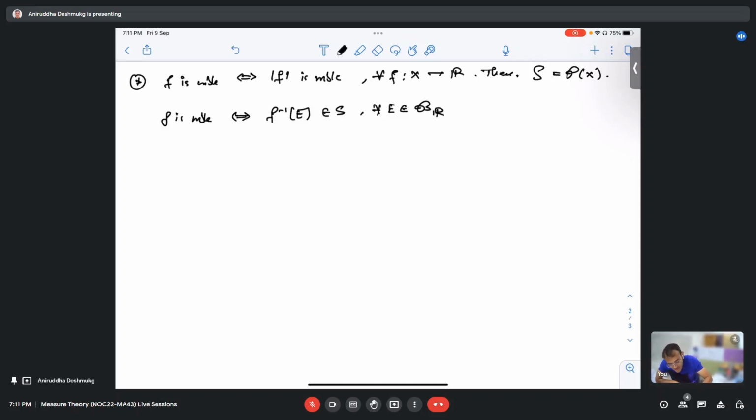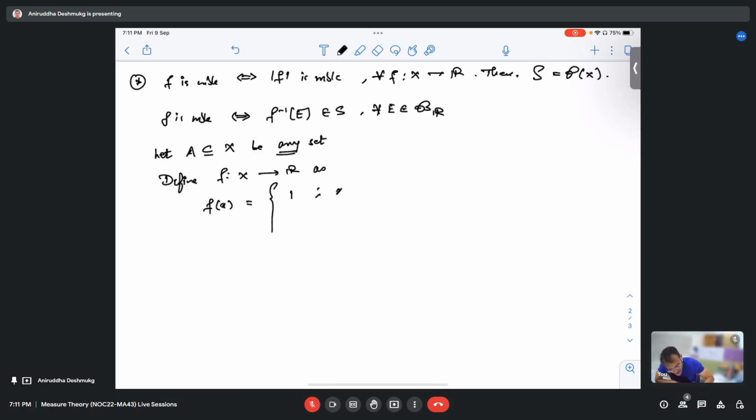Now, let us look at any set in capital X. Let A be any set. So, what I will do is let us define a function f from X to R as follows. f at x is 1 when x is inside A. It is minus 1 when x is not inside A. Okay, is this right? This is the definition of my function.